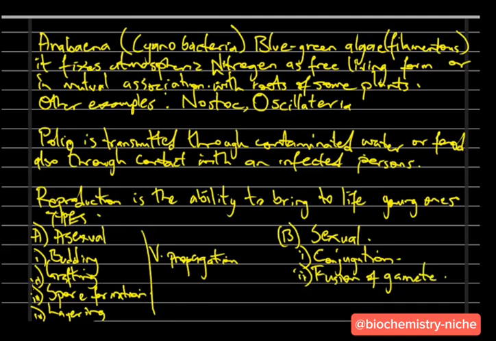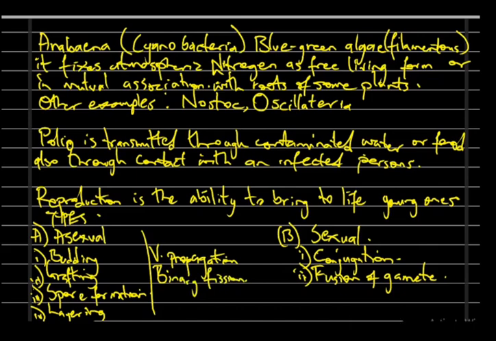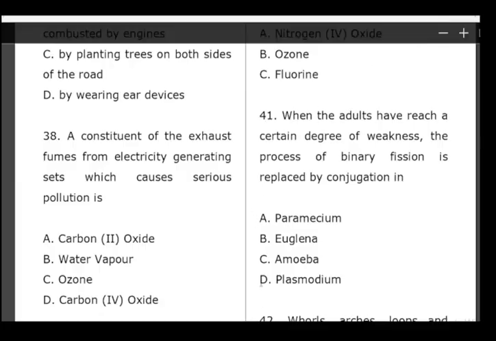Now I have added here binary fission. Those are examples that we have of the types of reproduction. So this particular question is talking about two reproduction types. It's talking about binary fission, which is under asexual. It is also talking about conjugation, which is under sexual. That is what that particular question is actually talking about.